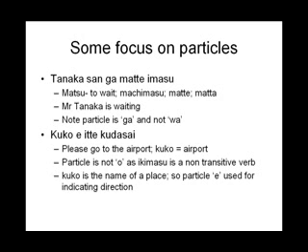Koko is the airport. It is a place towards which the listener has been asked to go. E is the particle for indicating destination or direction. This follows the word kuko to form kuko e. Ikimasu is a non-transitive verb, so we do not use the particle o.